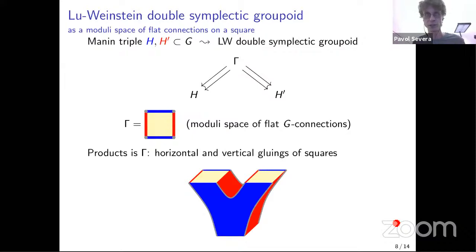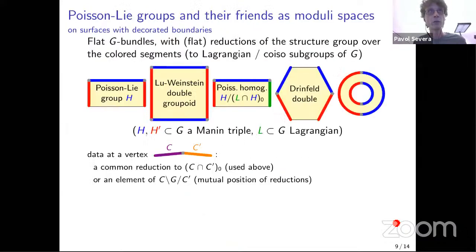So why should such a thing exist? And with David, we then looked at moduli spaces with decorated boundaries, more generally, and we noticed that many Poisson or symplectic manifolds which appear around the theory of Poisson Lie groups actually are very naturally moduli spaces with some boundary conditions. So let me tell you, to be precise, what I mean by that.